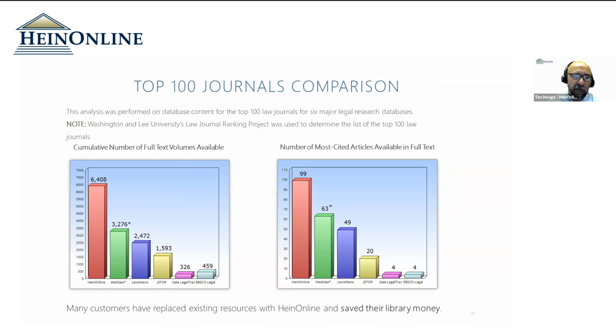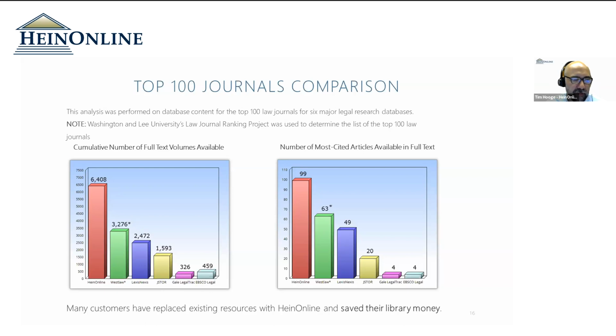What we're looking at here is a study we did a few years ago where we compared the top 100 journals that are available in multiple different databases. The top 100 journals are not decided by us, but by the Washington and Lee University's journal ranking project. And we looked at a couple different things: the number of full text volumes that are available across the different databases, and the number of most cited articles that are available across those same databases.